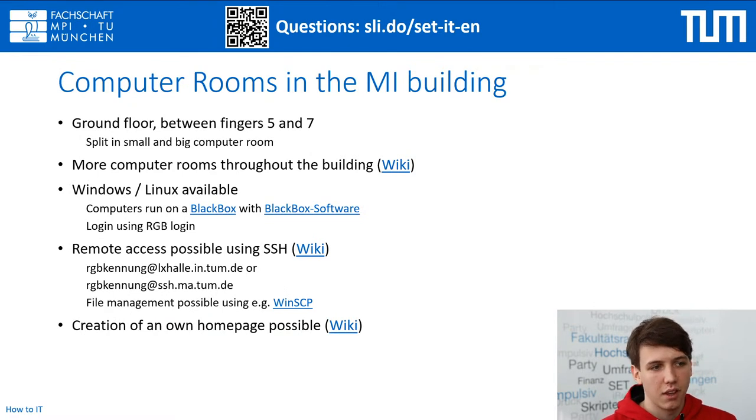Now, next thing we have is computer rooms in the MI buildings. On the ground floor, between fingers 5 and 7, we have the small and big computer room, the Kleine und Große Rechnerhalle. This is the biggest room with 125 workstations, and the small room also houses the RBG help desk.